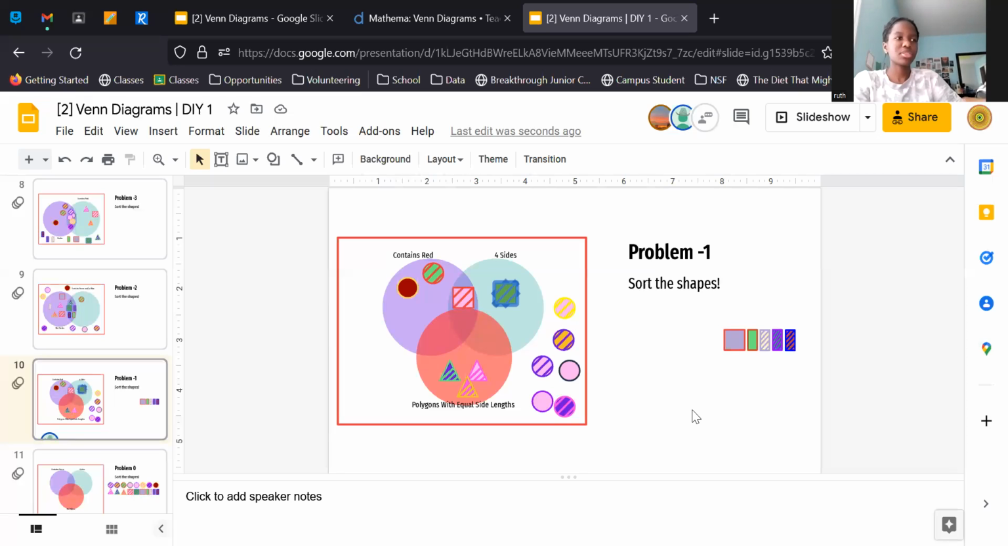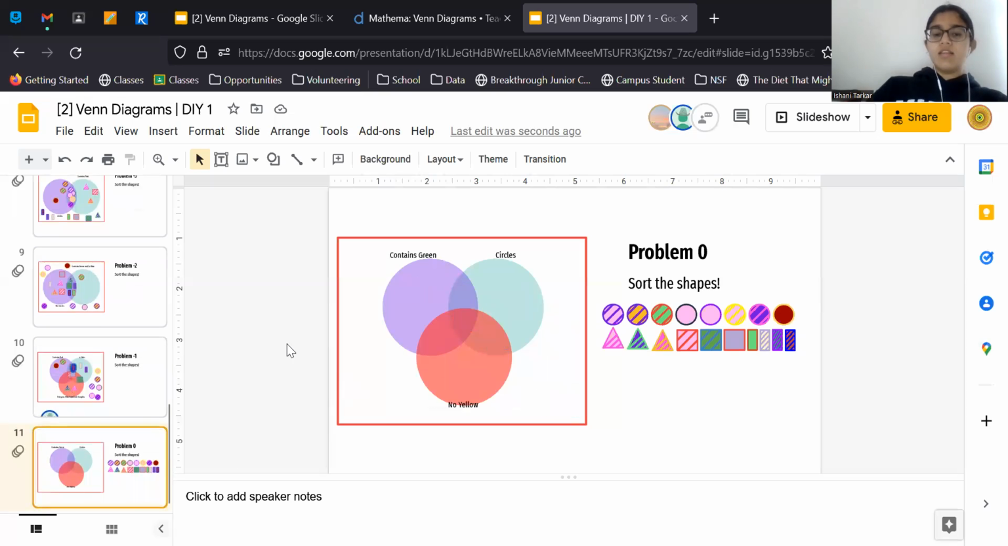Wait, actually, this one goes in the middle because it also has equal side lengths. And this one goes here. This one contains red, 4 sides and equal side lengths, so it goes here. This one has 4 sides and contains red. This one, 4 sides, nothing else. This one, again, 4 sides, nothing else. And this one is 4 sides and contains red, so it goes here.